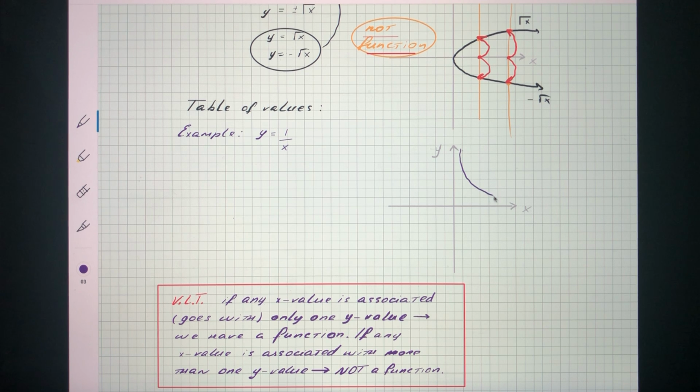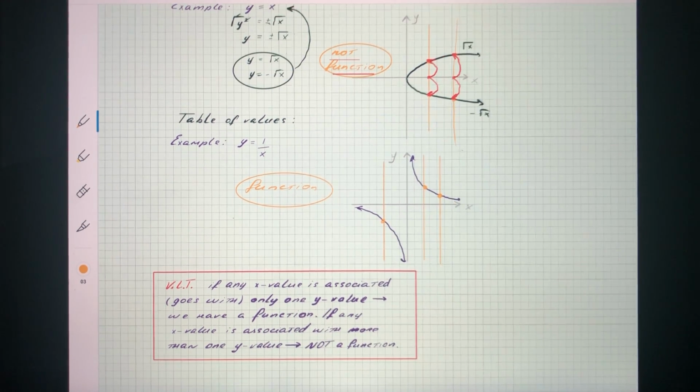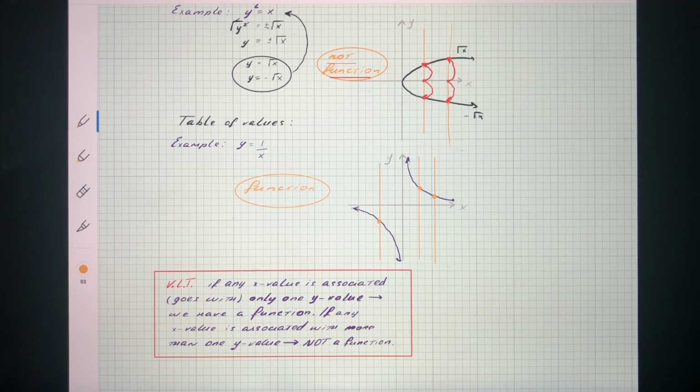One arm is on the top, approaching the x and y axis, and one just like it on the bottom. Now, any vertical line that we can imagine will cross our graph only once. Here is the vertical line, only one intersection. Vertical line, only one intersection. So this is a function. This graph represents a function. And that's it. That's how to use the vertical line test to tell if something is a function versus something that is not a function.